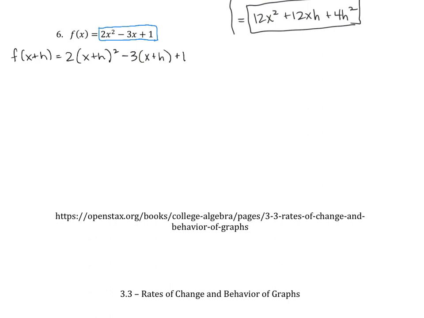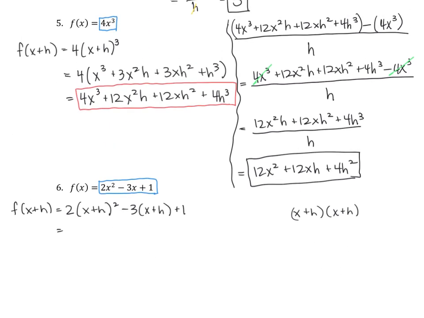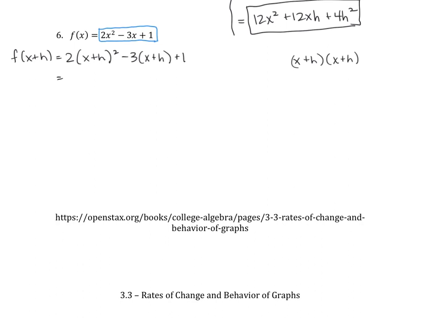Okay, so now I know I'm going to have to multiply that out. So x plus h times x plus h. And actually we did that on the one right above this one. I erased it, but we did that just a minute ago. So I'm just going to put the answer down for that. So that was x squared plus 2xh plus h squared. Then we're going to distribute the negative 3, so we'll have negative 3x minus 3h plus 1.